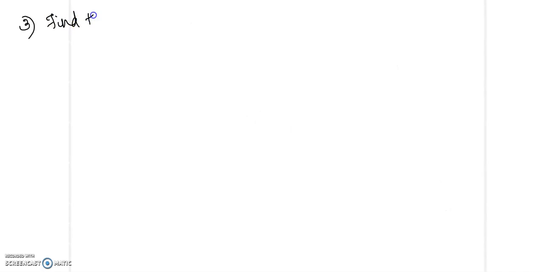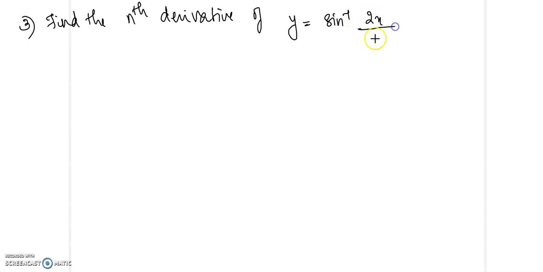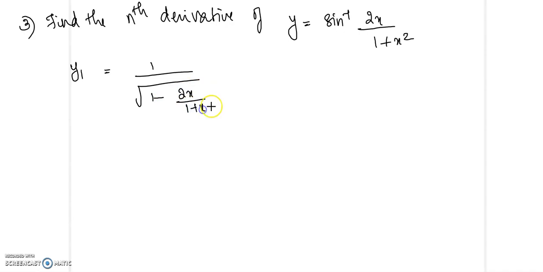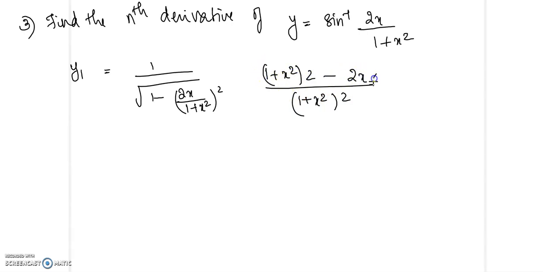Problem is find the nth derivative of y equal to sine inverse of 2x by 1 plus x square. So when you take the first derivative, that will be 1 by root of 1 minus (2x by 1 plus x square) whole square into derivative of this. So that will be (1 plus x square) into 2 minus 2x into 2x, divided by (1 plus x square) whole square.